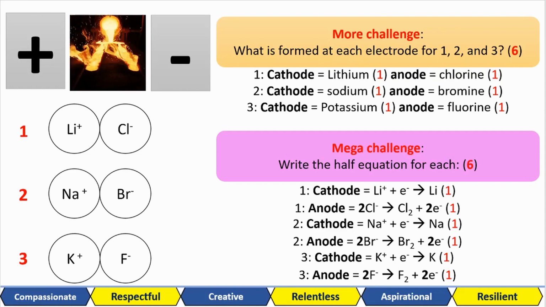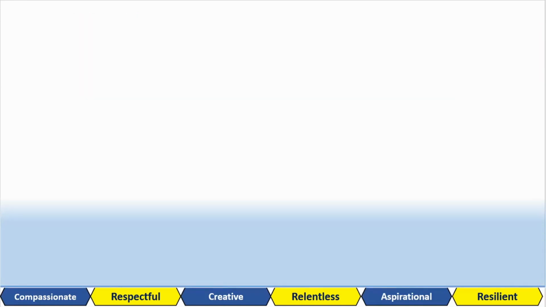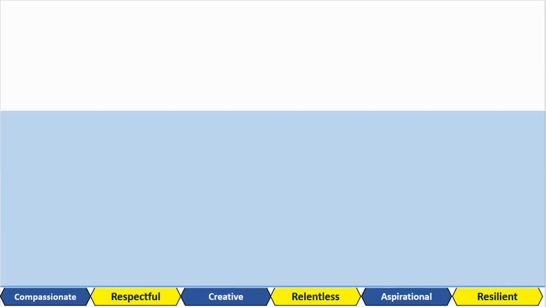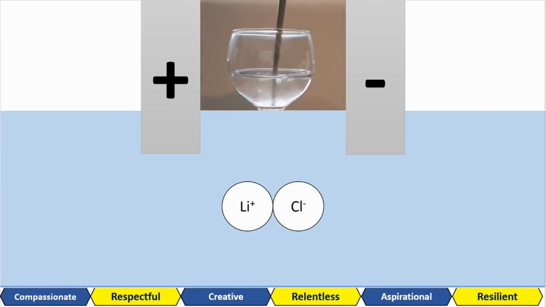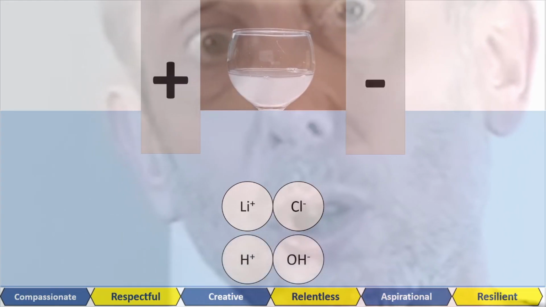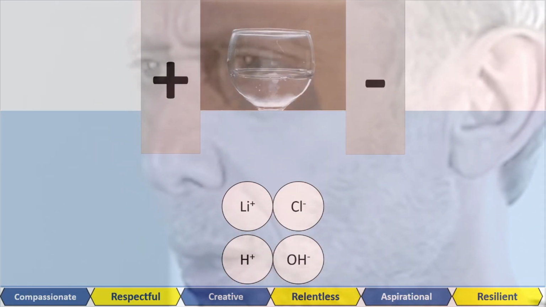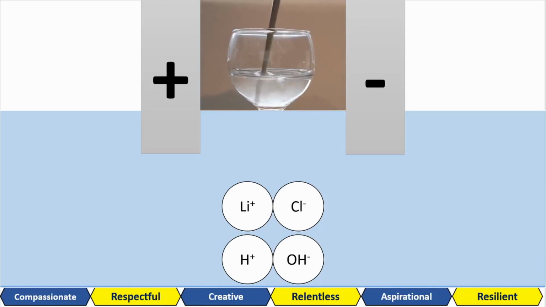This is when we have molten substances. Things get a little bit tricky when we have aqueous solutions. To get this on lock, you have to remember that aqueous means dissolved in water, okay? So for example, if we have lithium chloride, we not only have the lithium ions and the chloride ions, we also have the hydrogen ions and the hydroxide ions from the H2O of water.